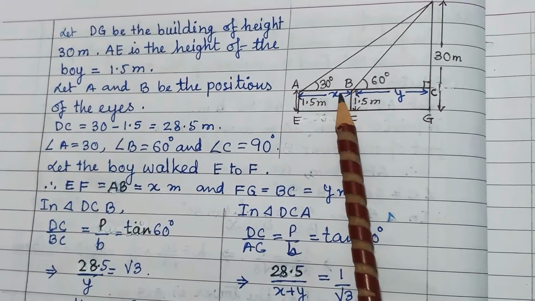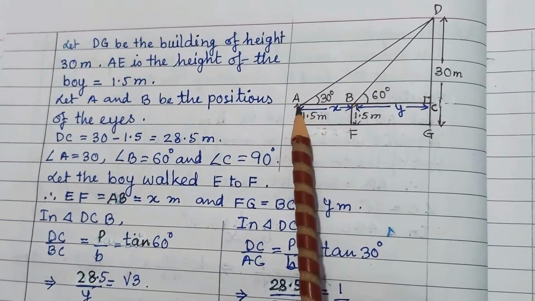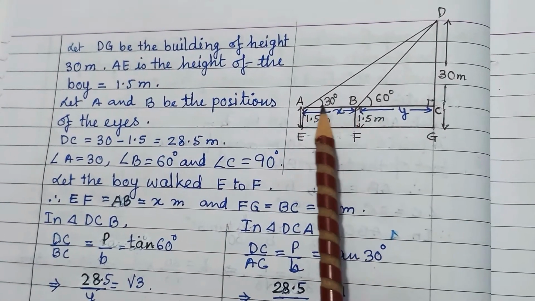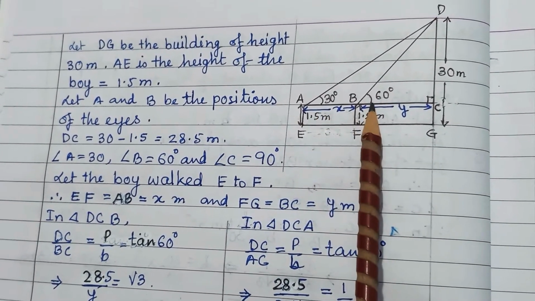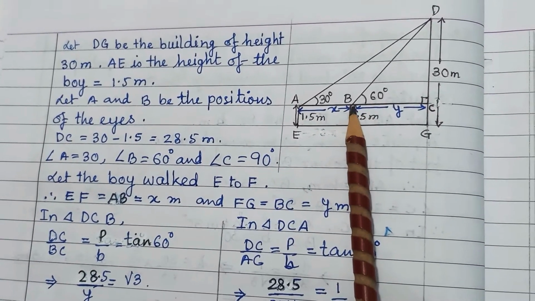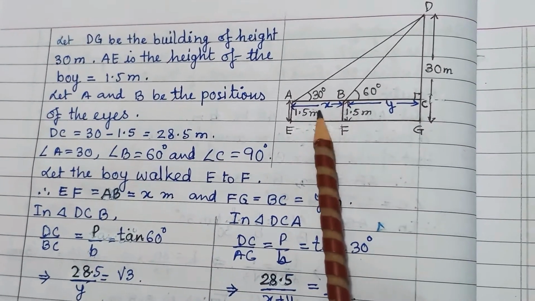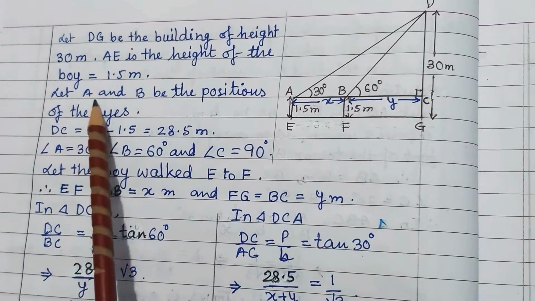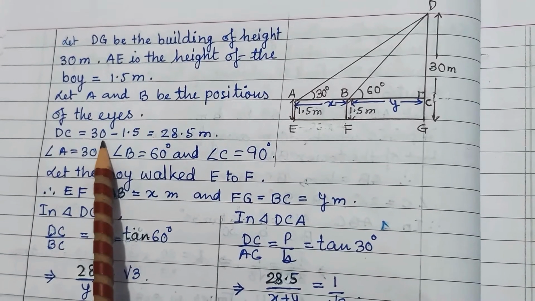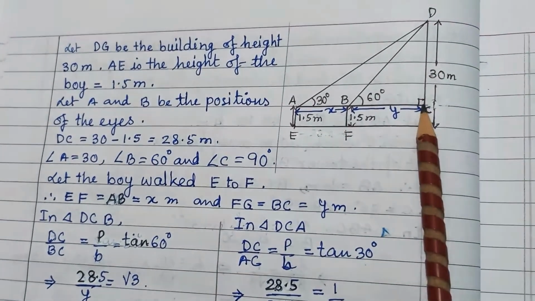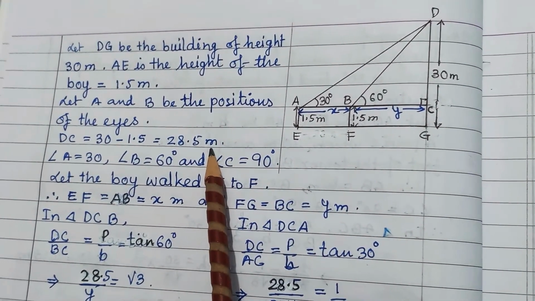Now first consider the distance as the boy is walking towards the building. So he walks x meters, and the angle of elevation changes from 30 degrees to 60 degrees. Now the distance from the building to the boy is y meters. Let A and B be the positions of the eye. DC is 30 minus 1.5, that is 28.5 meters.